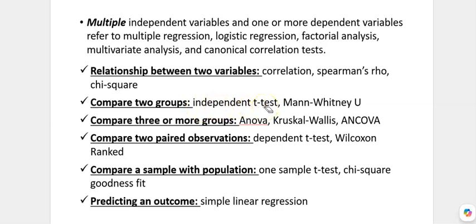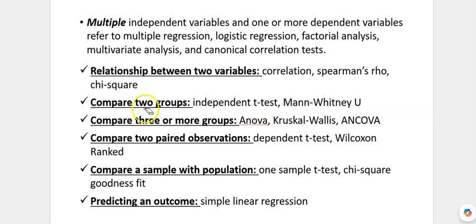But if your assumptions are not met or your homogeneity of variance is violated, then in this case you will opt for the Mann-Whitney U, that is a non-parametric test that doesn't require your assumptions to be met. And then, comparing three or more groups.